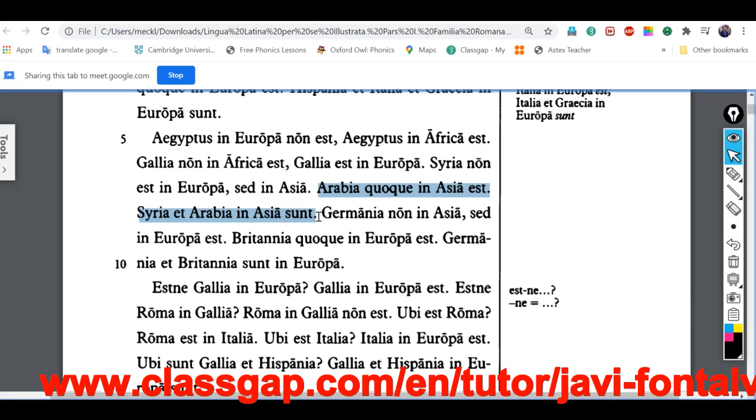Okay, good job, by the way. Gracias. Arabia también está en Asia, como vimos en el primer ejemplo. Es parecido a italiano común, ¿no? Esa palabra, común.